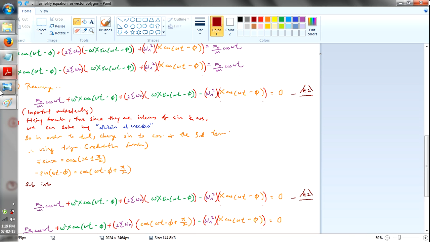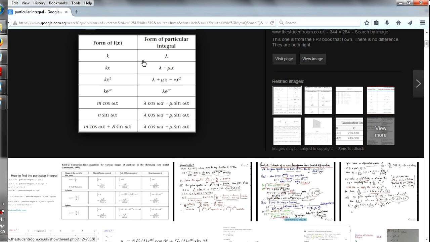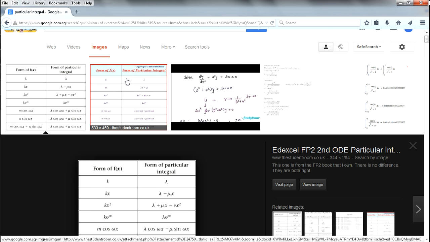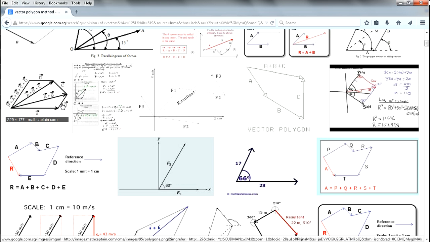Eventually we have to solve in terms of a vector polygon. The vector polygon is, for example, a plus b is in this direction, equal to this line. A plus b plus c is equal to this line. A plus b plus c plus d is going in this direction, equal to this line over here. So in other words, a plus b plus c plus d, we will get back to this point. So this is the vector polygon method.